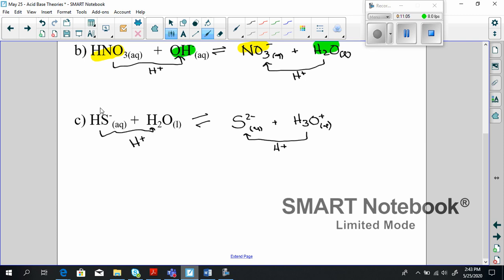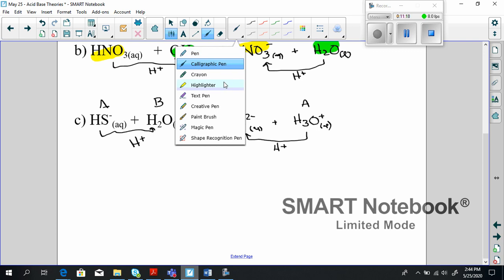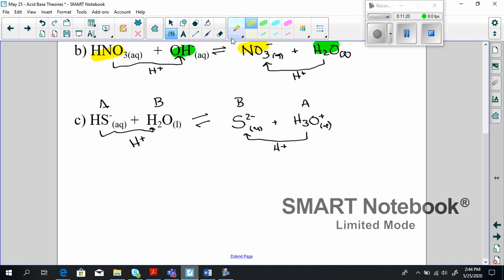So we can label this as being proton donor, proton acceptor, and proton donor. So there's our first example. And again, there's two ways of doing it, so we'll get to the second here in a minute. So in terms of our conjugate pairs, they differ by a proton. So it's HS negative and its conjugate base is S2 negative, whereas H2O and H3O positive would be our second conjugate pair.